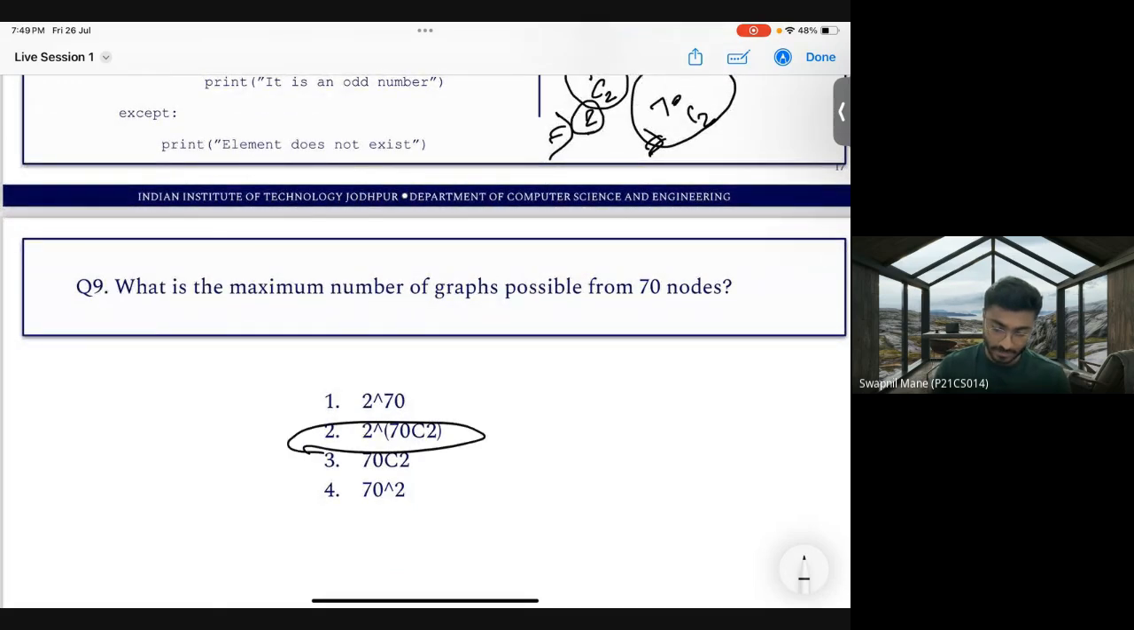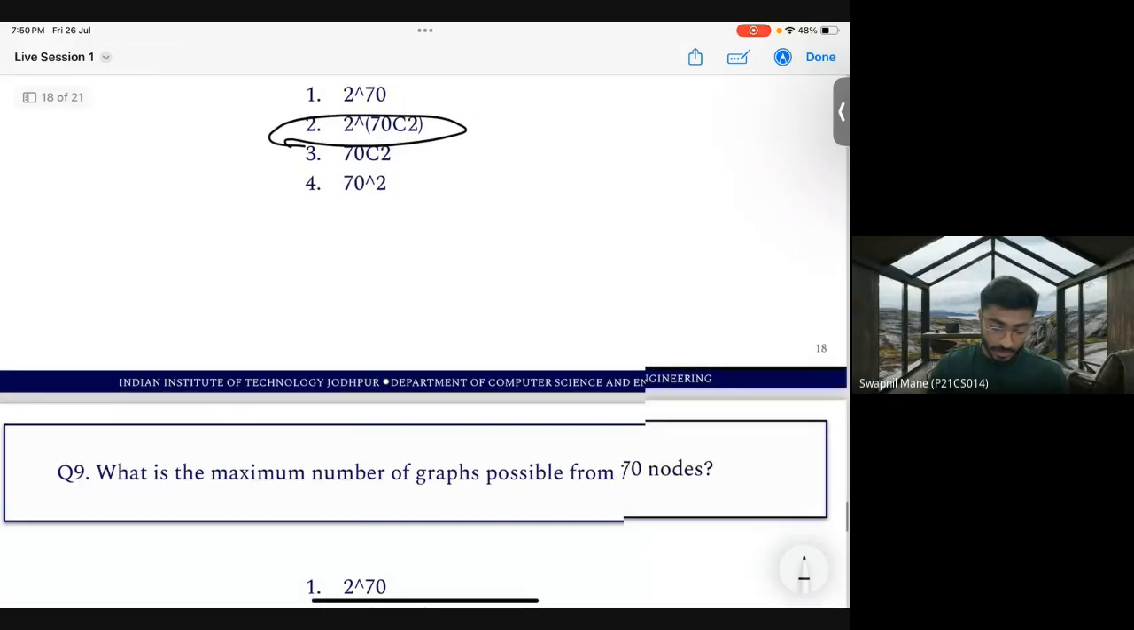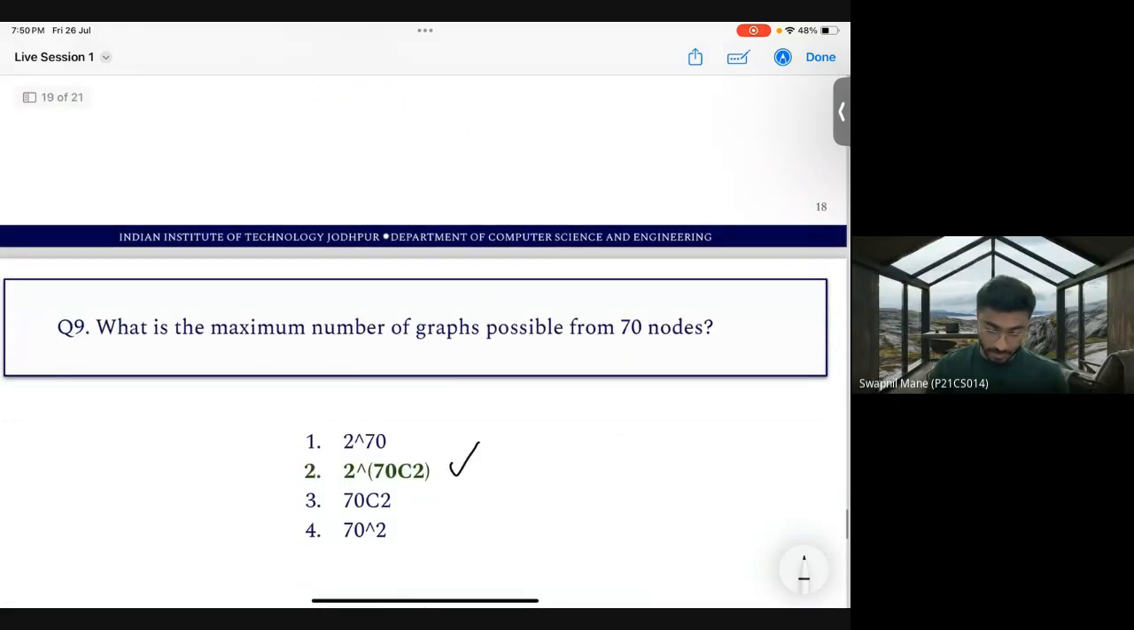This is the option, 2 raised to 70C2, right? Yeah. The second option is correct.